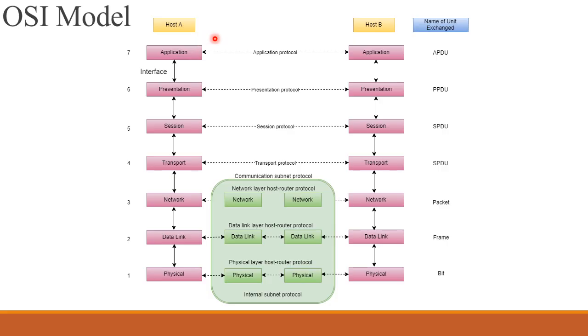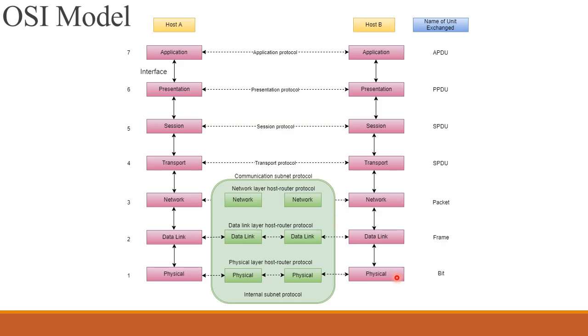Each layer at host A and host B is governed by different protocols. For example, the application layer at host A and the application layer at host B are governed by the application protocol. It is the same for all layers. The bottom 3 layers communicate with each other via a subnet, in which host router protocols play a very important role. The unit exchanged at each layer is different.